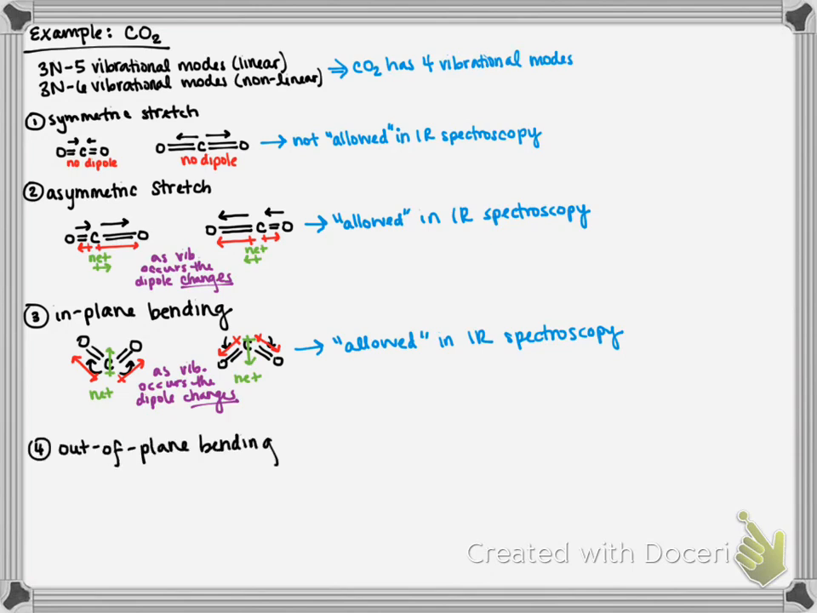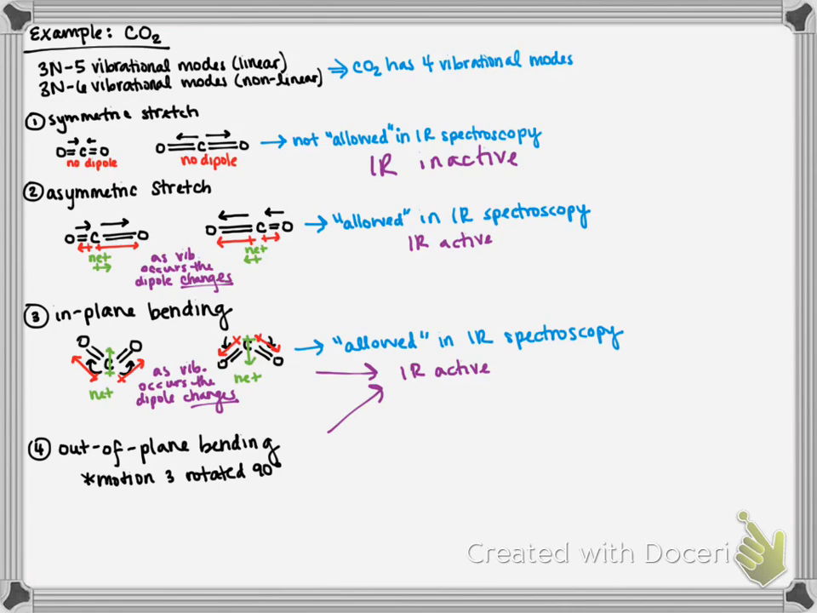Another example of a motion that CO2 can have is an out-of-plane bending mode. This would be like if we took our picture from the one above, the in-plane bending, and rotated it 90 degrees towards you. So now the oxygens are either bending out of the screen towards you or into the screen further away from you. And as they bend forwards and backwards, you'll have a change in the net dipole moment also going forwards and backwards, forwards and backwards. And so again, this is going to be allowed in IR spectroscopy. So this is also going to be an IR active mode.